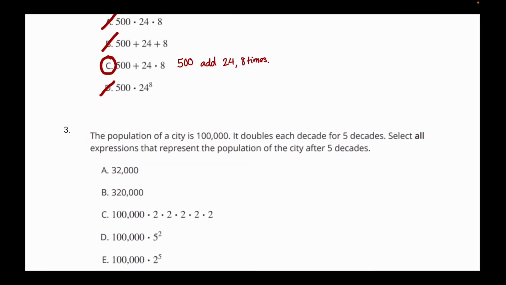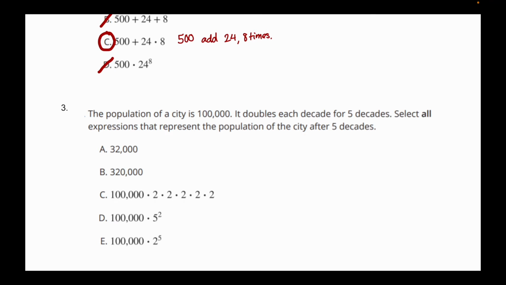We have another question down here, number 3. The population of a city is 100,000, and it's going to double each decade for 5 decades. So I have a starting amount of 100,000. I also see that it doubles, and doubles means times 2. A decade is 10 years, and then it's going to be 5 decades. We don't need to know that a decade is 10 years because we are just expressing this in decades. We're going to select all expressions that represent the population after 5 decades.